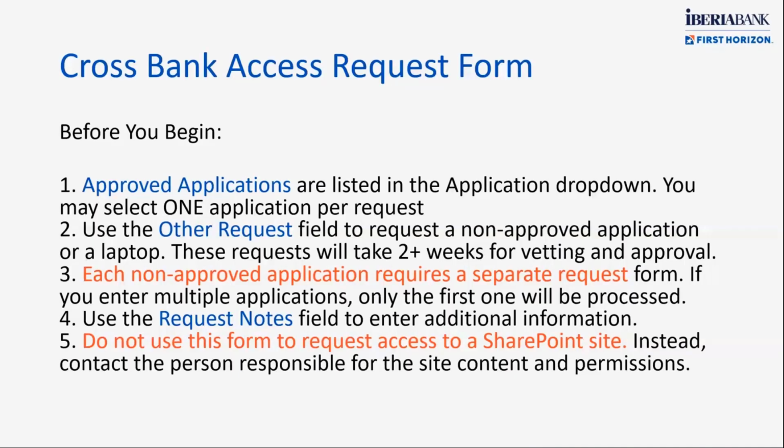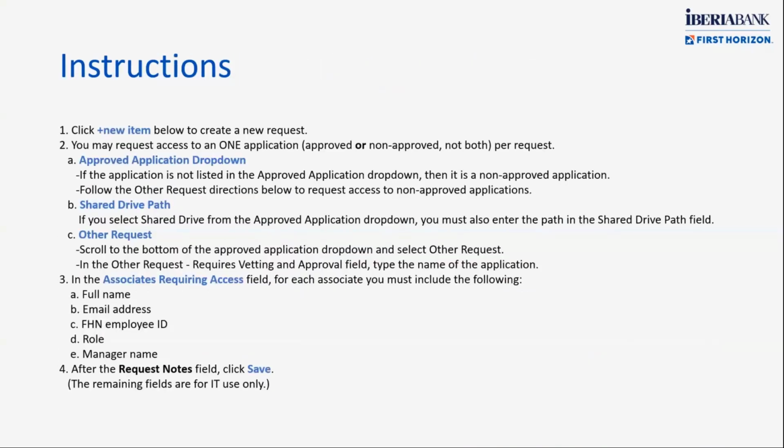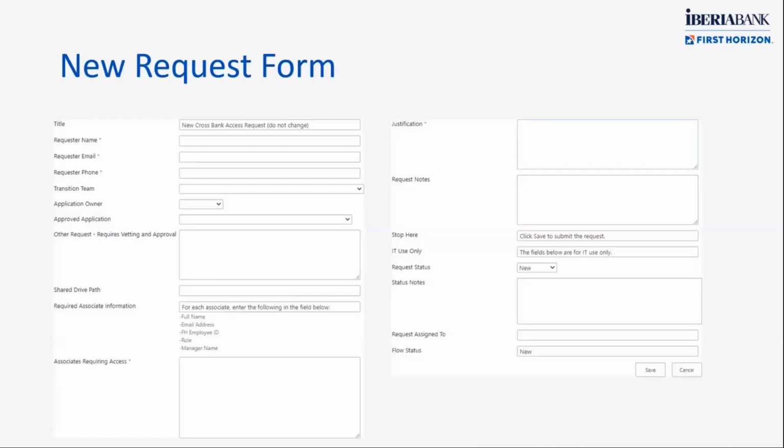Knowing that people are not going to fill out the list correctly, we put some before-you-begin information right on the page. So we created a page with the before you begin, then the instructions, and then the actual request form. The title field is a required field, but we weren't really using it, so we just put a default in there.